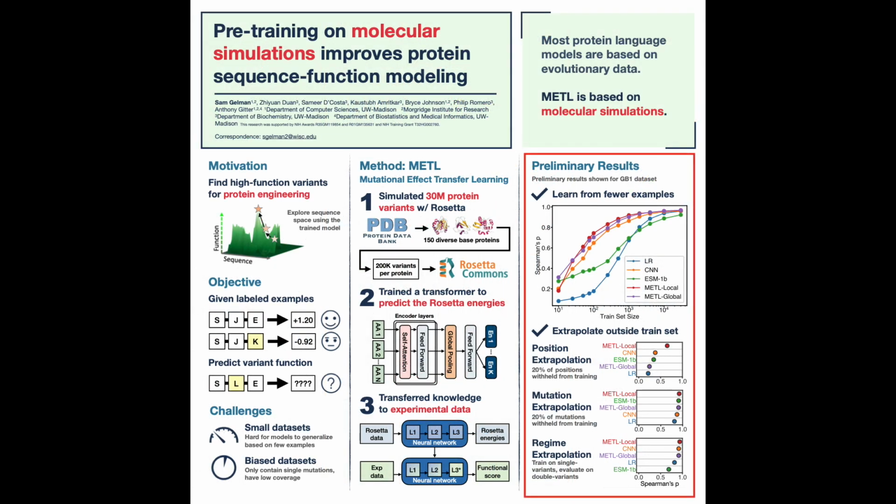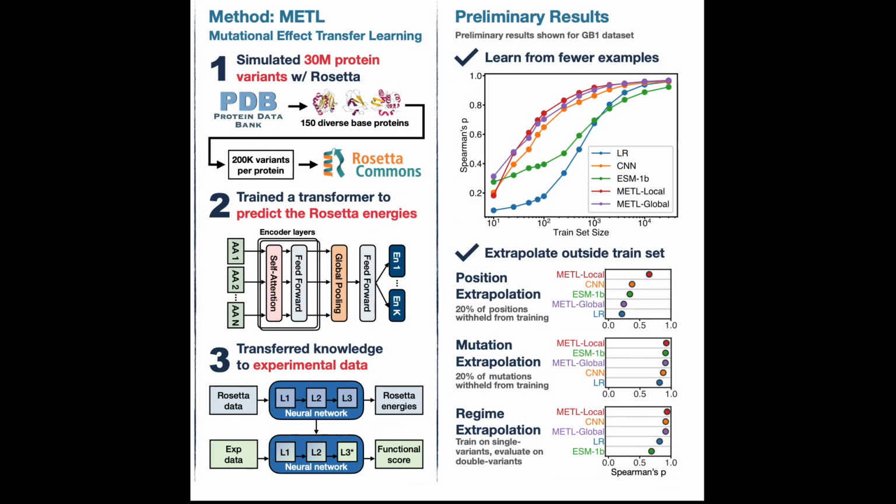So far, we have evaluated our method on the GB1 deep mutational scanning experimental dataset. Looking at small training set sizes, the two versions of METAL outperform the baseline linear regression and sequence convolutional models. METAL also outperforms ESM-1b, a state-of-the-art protein language model which we used as a feature extractor.